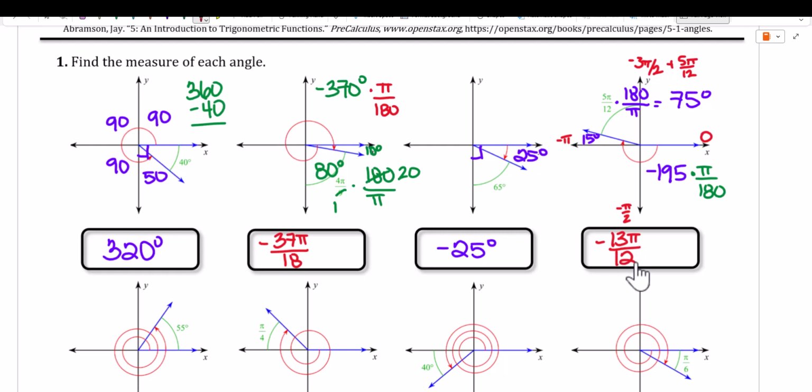Now, if you are like, none of that made any sense, I cannot stand working with fractions, forget fractions. It may be so much easier for you just to take this radian, make it a degree, and then do all your work from there. All right, and that's perfectly fine. So let's try that.